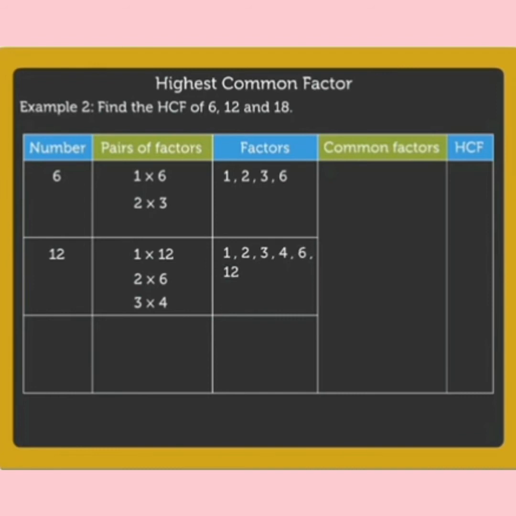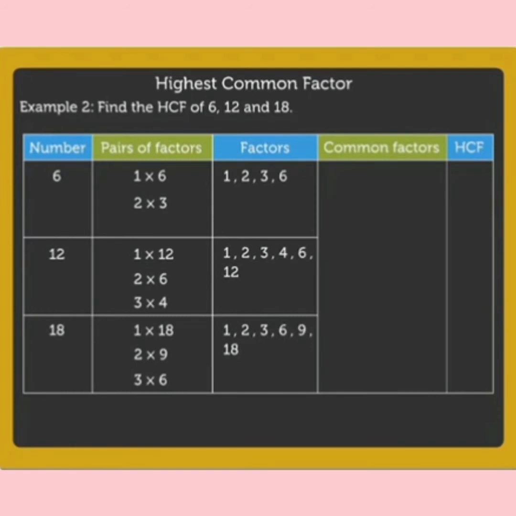The pairs of factors of the number 18 are 1 into 18 is equal to 18, 2 into 9 is equal to 18, 3 into 6 is equal to 18. Thus, the factors of 18 are 1, 2, 3, 6, 9 and 18.